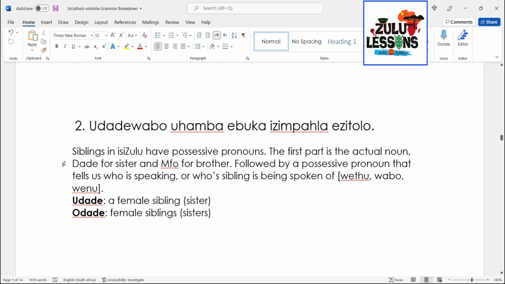In isiZulu, siblings have a possessive pronoun. The first part of the word itself, that is the sibling, is the actual noun. So for example, for sister we will say dade, and for a brother we'll say mfo. And then it is followed by the possessive pronoun that tells us who is speaking or whose sibling is being spoken of. So wethu, wabo, wenu, like that.